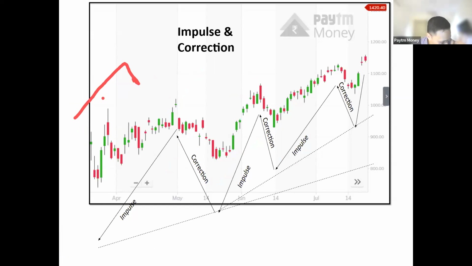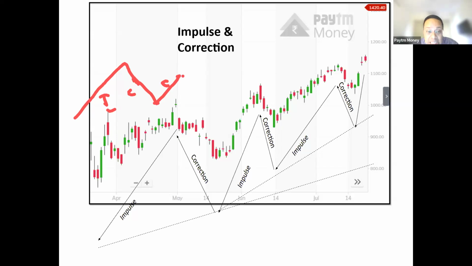Okay, so let's say, now this is a corrective move. This is a corrective move. This is an impulse move before, and this is a corrective move. Now, the second should be an impulse move, which should be bigger than this correction move, but it turned out to be smaller. So it means compared to this move, this has also become a corrective move.